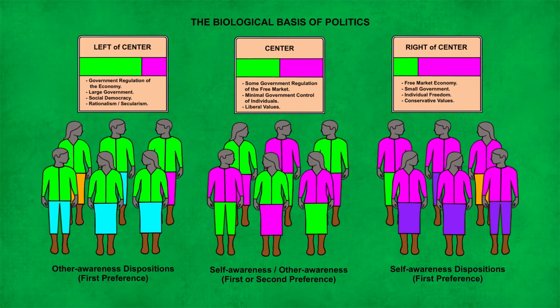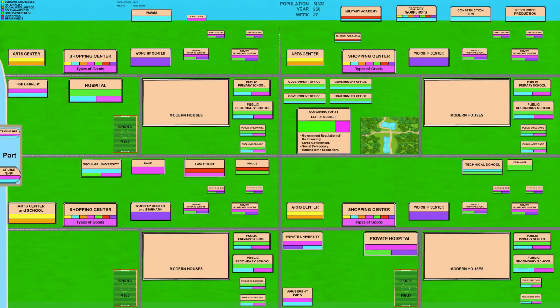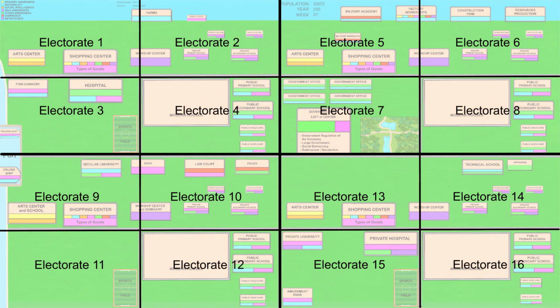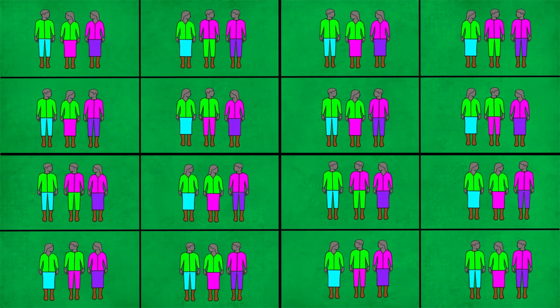So now, how can this representation of all the adult Humes in this simulation actually be used to simulate the modern political process? Let's look at a typical simulated election. First of all, the population is broken up into 16 electorates, 4 in each area, and each electorate has one representative from each of the main parties running for office.